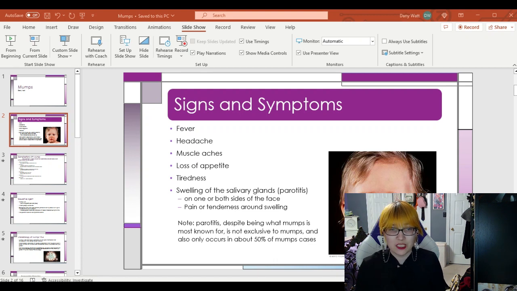But despite being what mumps is most well known for, parotitis is not exclusive to it. It does show up in other diseases as well. And it only shows up in about 50% of actual mumps cases.